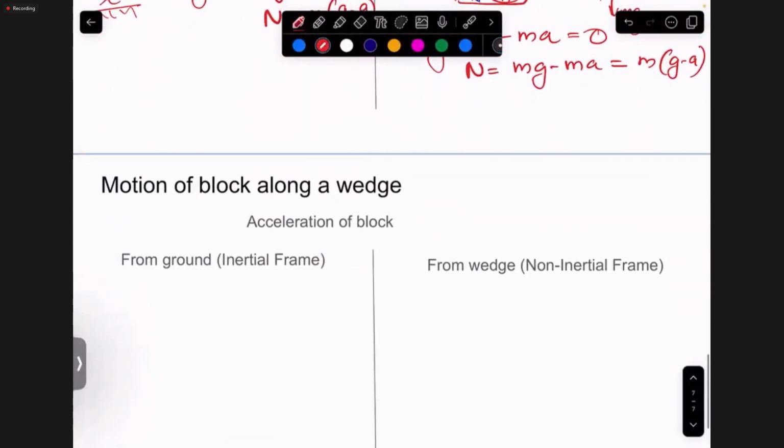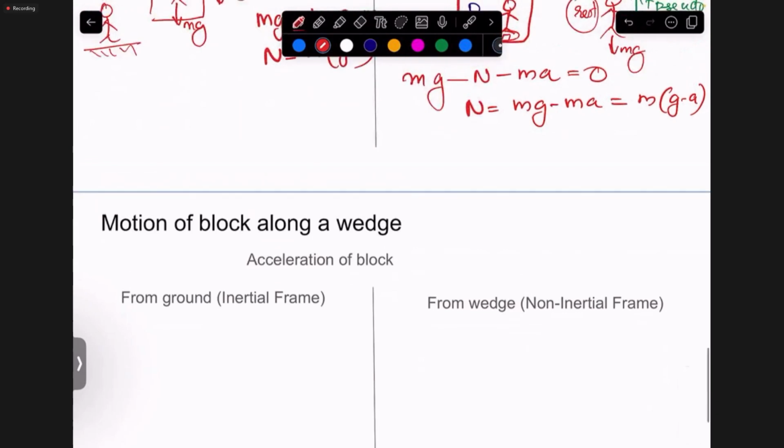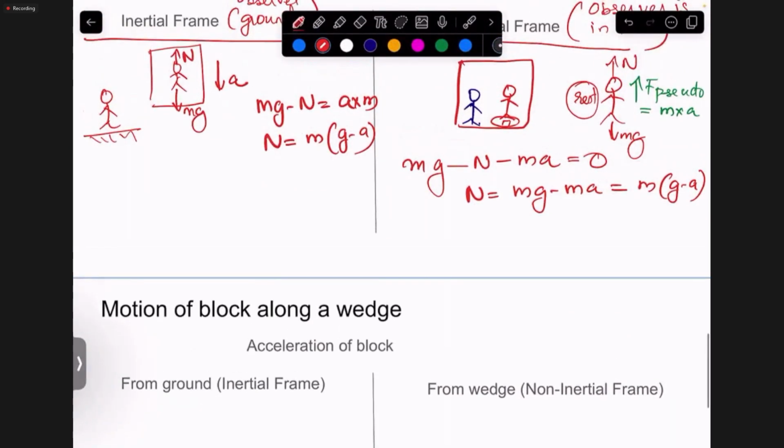Now, motion of a block along a wedge. This is also a similar case, just like the lift. Before that, let me ask you one question. Like this, if a is equal to g, what will happen to the normal reaction force? Normal reaction force becomes 0 if a is equal to g.